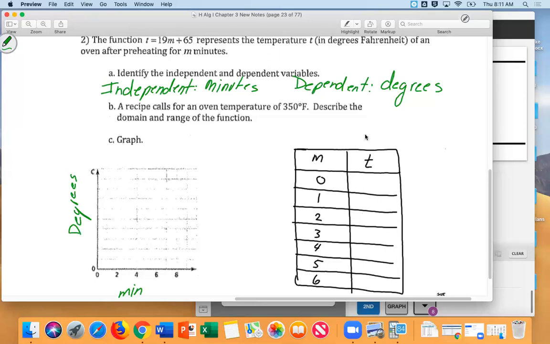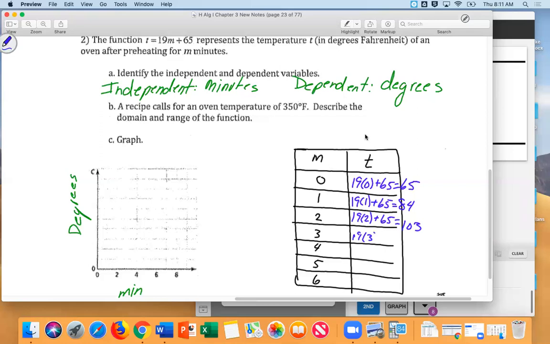Well, I can't answer that just yet. I don't know enough about this. So I'm going to create my table and see what happens. If I plug in zero, I have 19 times zero plus 65, that equals 65. 19 times one plus 65, that's 84. 19 times two plus 65, that's 103.